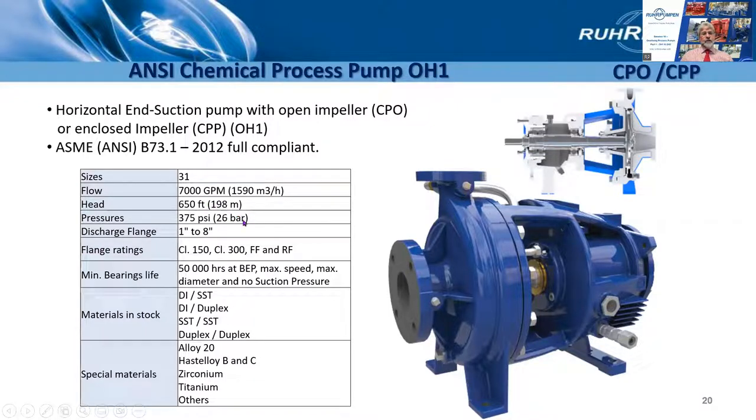Head and pressures up to 26 bar. Flange ratings, 150 flat face is standard. Can have 300 pound, but you're still going to be restricted to that 26 bar. Bearing life. ANSI requires 17,500 hours. Ruhr Pumpen have upgraded to 50,000 hours. I'm not sure whether others have done likewise. I imagine they have.